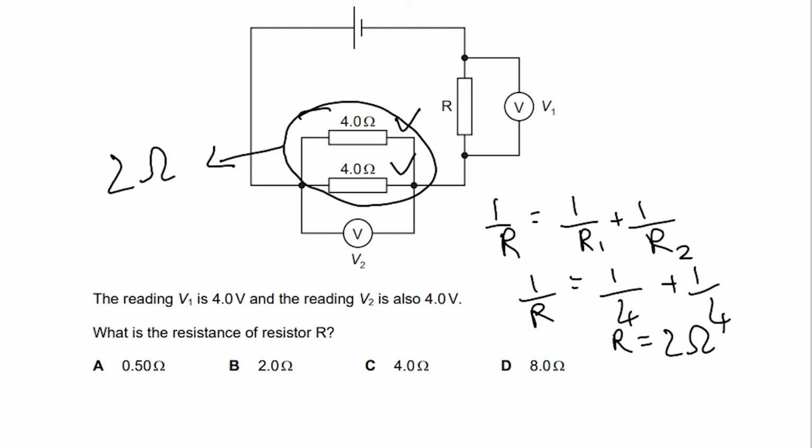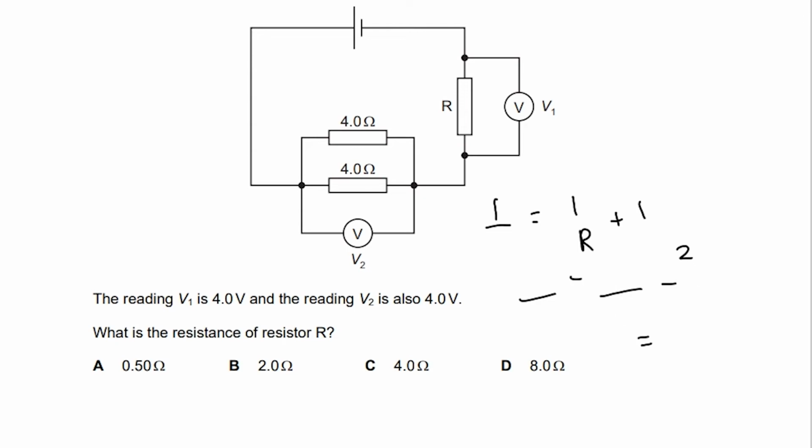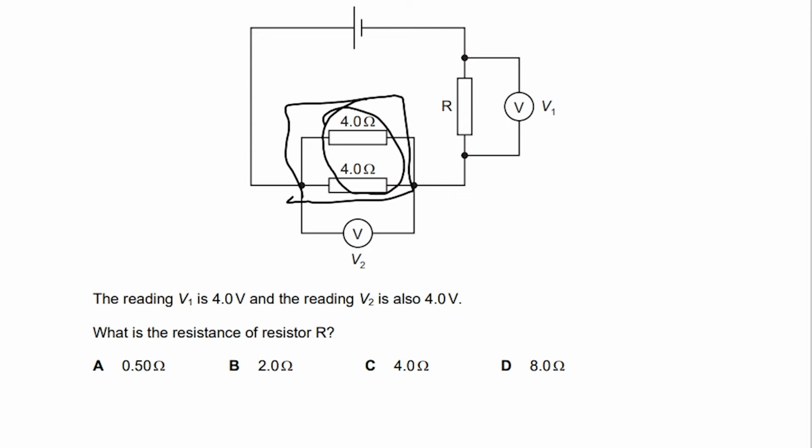Now, for a moment forget that there are two resistors of 4 ohm each in this circled part. Suppose them to be one single resistor of 2 ohm. Now, in a potential divider circuit, there are two resistors and the potential difference, the voltage, is shared between them. If the resistances of both the resistors are equal, then the potential difference across them is also equal.